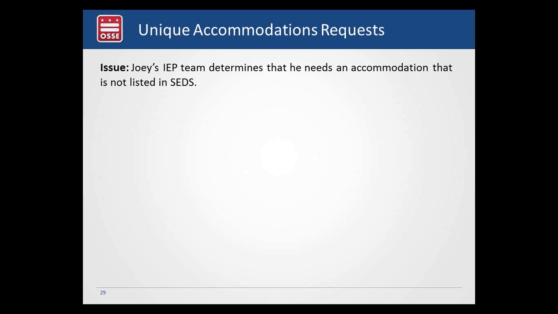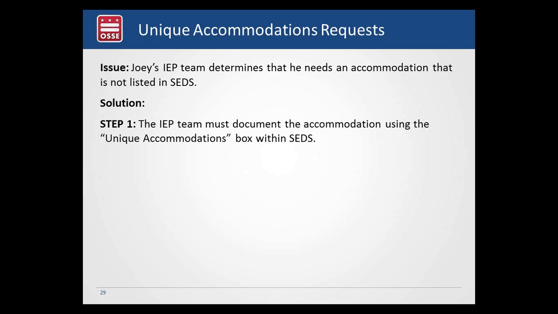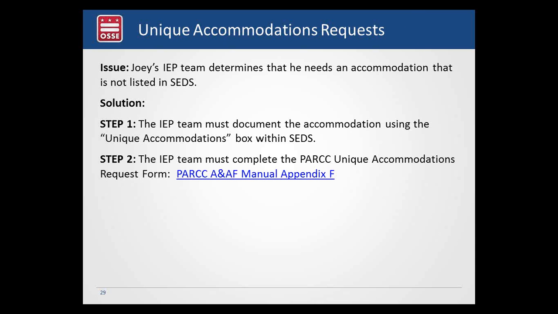So if there is a need for a unique accommodation because of the student's disabilities and certain circumstances, by all means, please go ahead and move forward with documenting that accommodation in the IEP. And you would use the unique accommodations box within SEDS. There's a little text field where you can type that in. But then you're going to need to fill out an additional form, which I will show you a snapshot of.